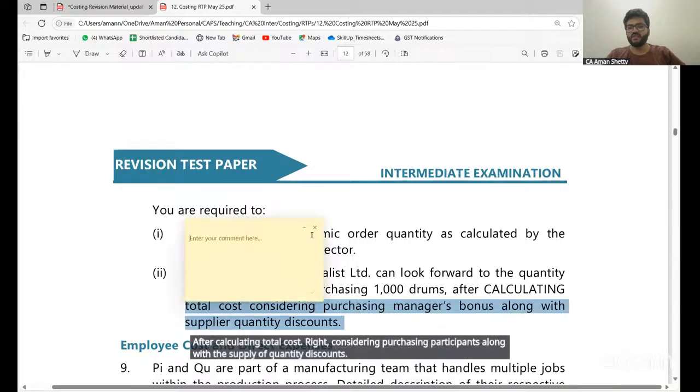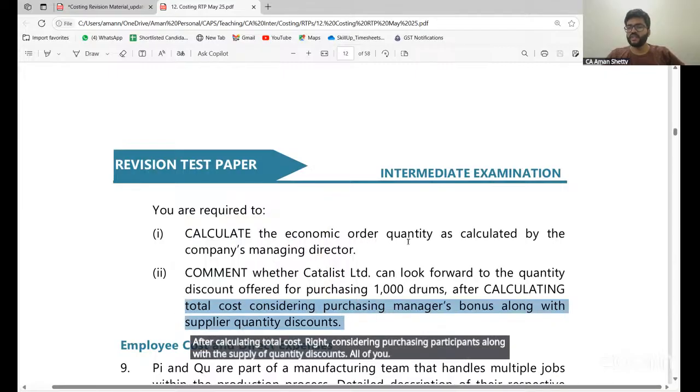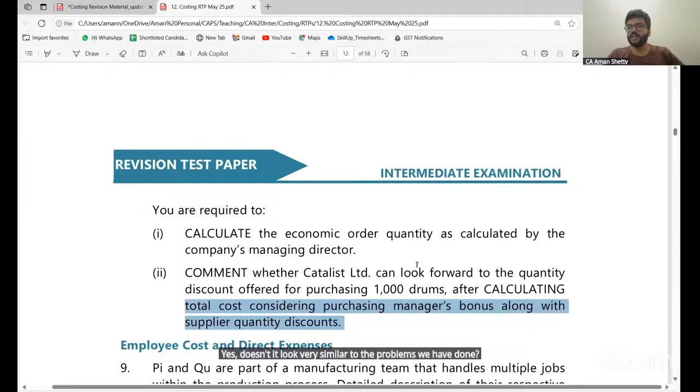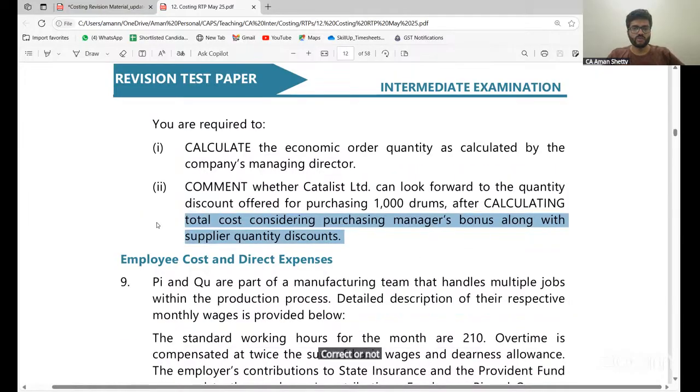Understood, all of you? Yes. Doesn't it look very similar to the problems we have done? Correct or not? Yes. So, question number 8.